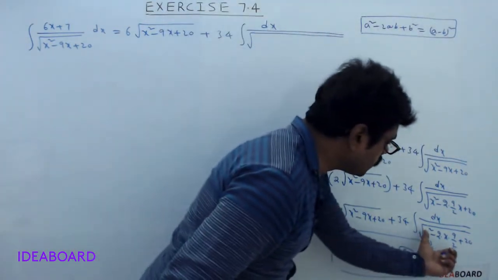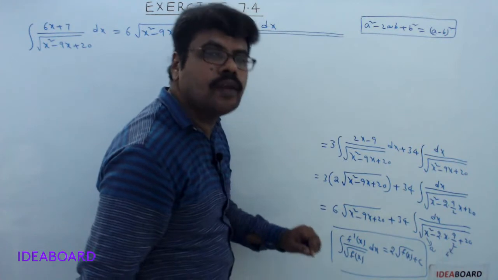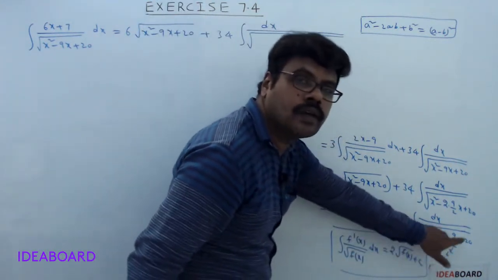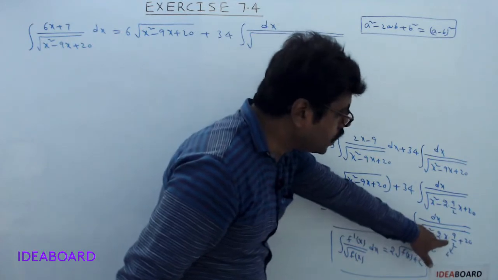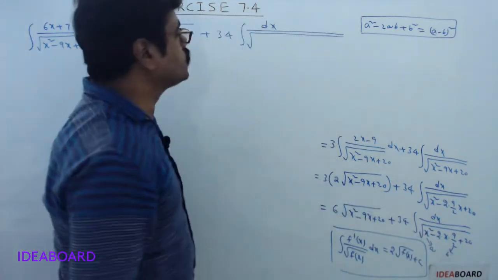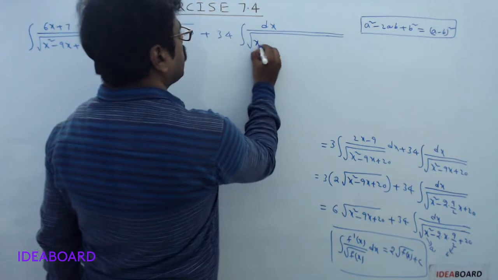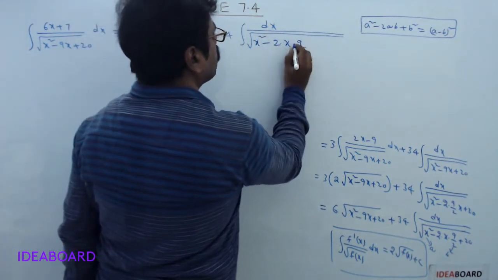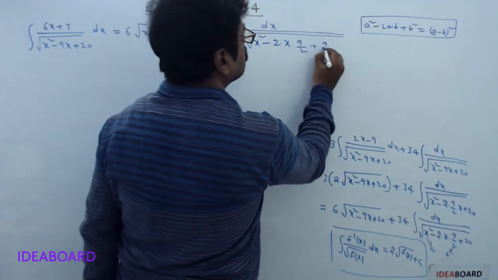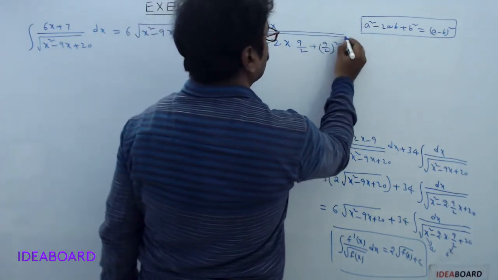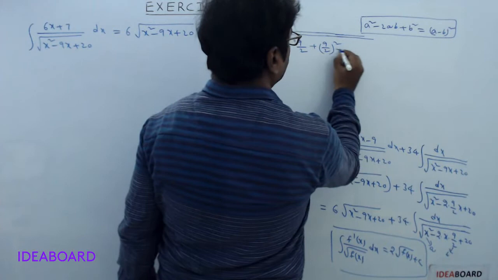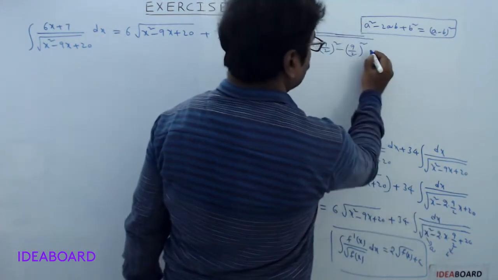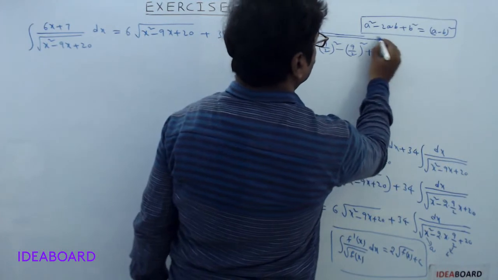Here, to make this expression a perfect square, we need one more term. What is that term? 9 by 2 whole square. So adding and subtracting 9 by 2 whole square: x square minus 2 into x into 9 by 2 plus 9 by 2 whole square minus 9 by 2 whole square. The constant term in the previous expression is plus 20.